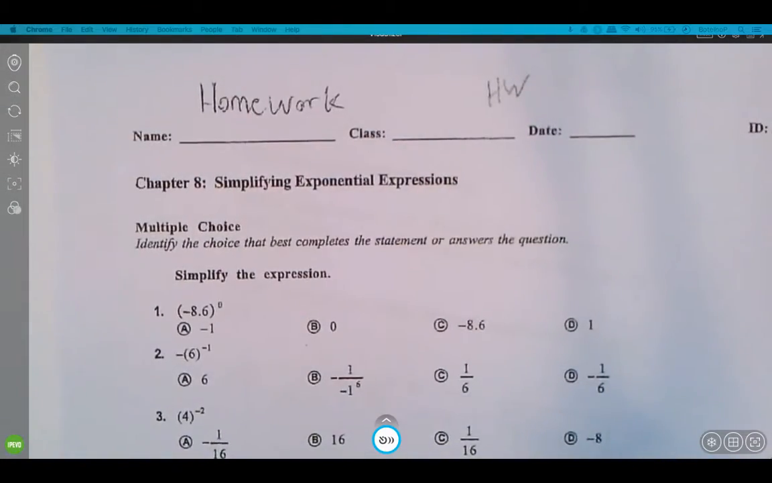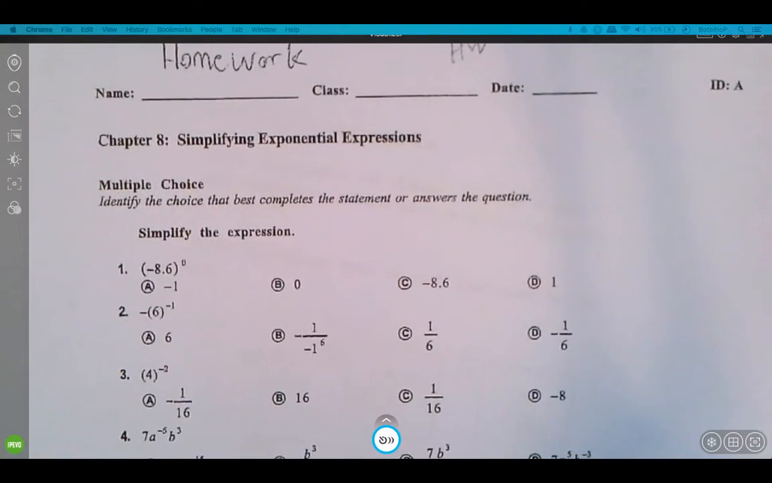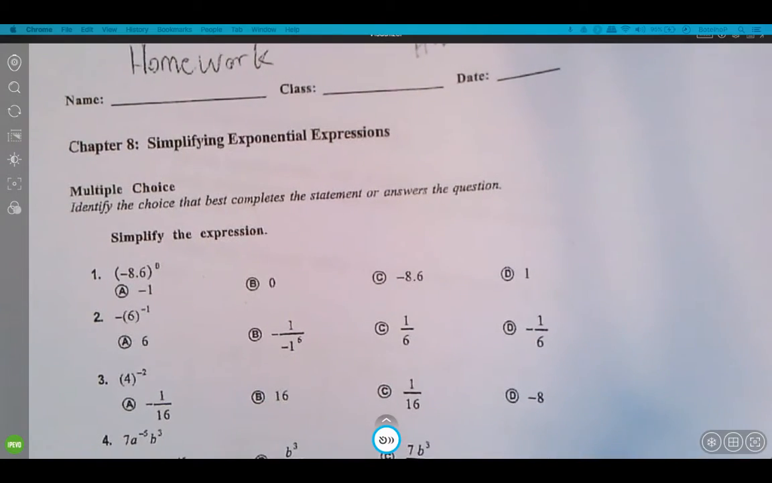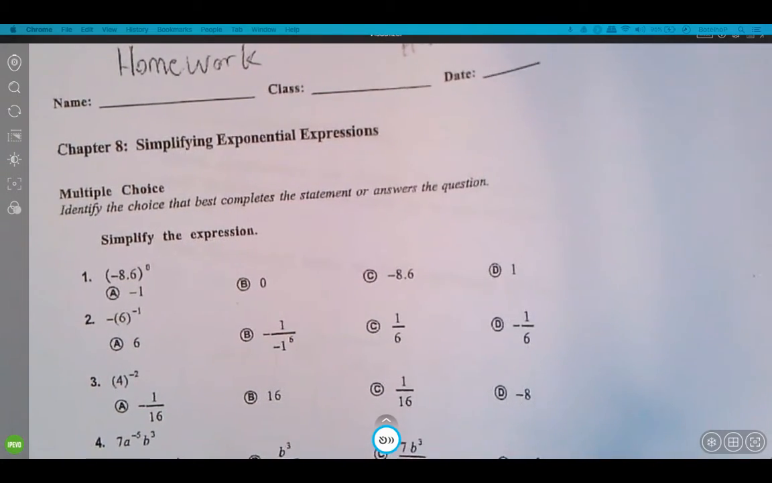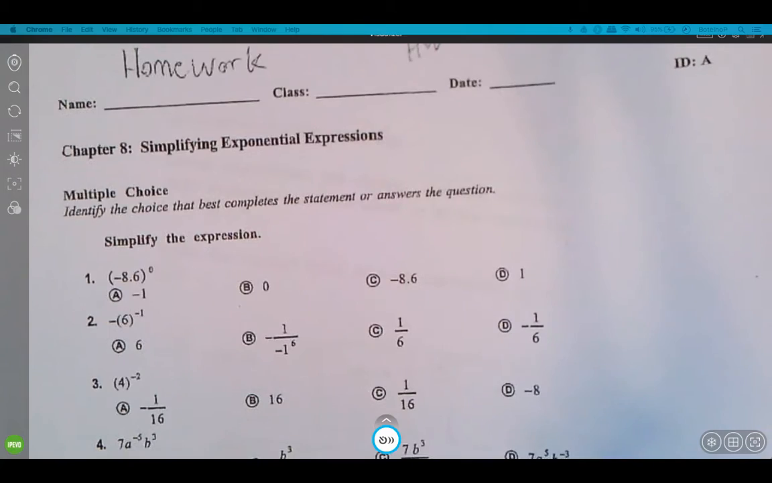I figured I'd record a quick video just to make sure you're all on the same page when you try. These are all multiple choice for the most part, exponent property questions. So just remember the basics, okay?